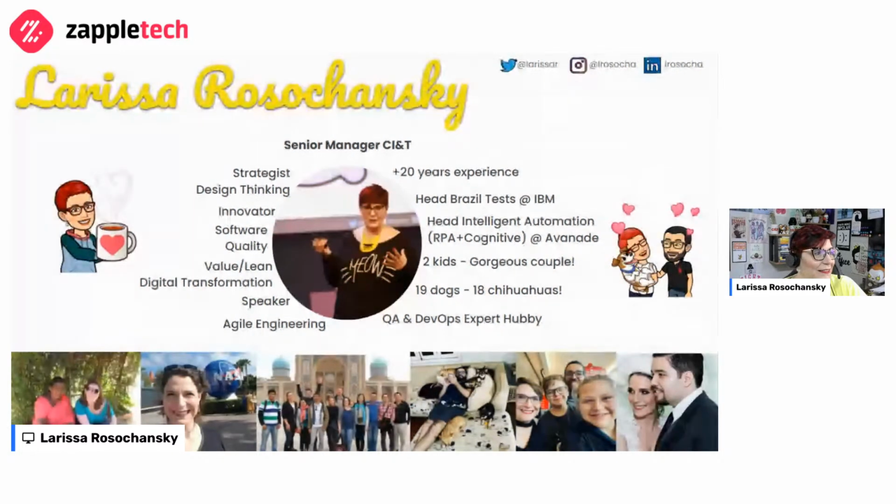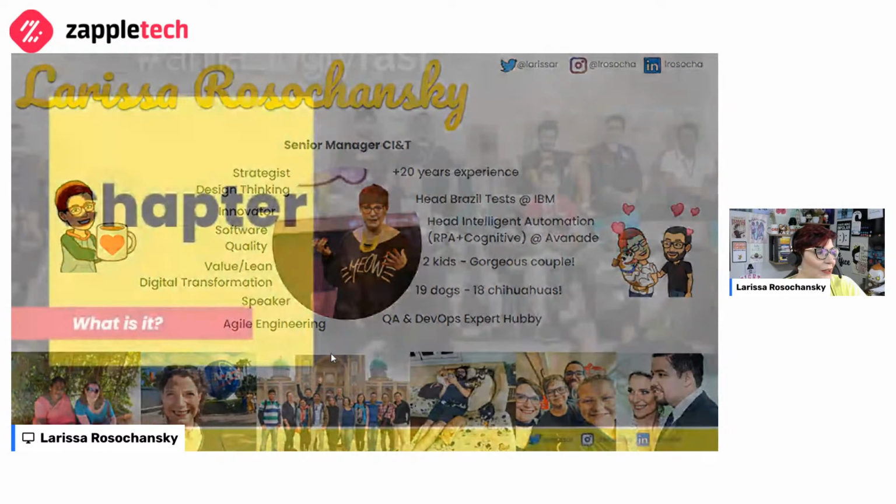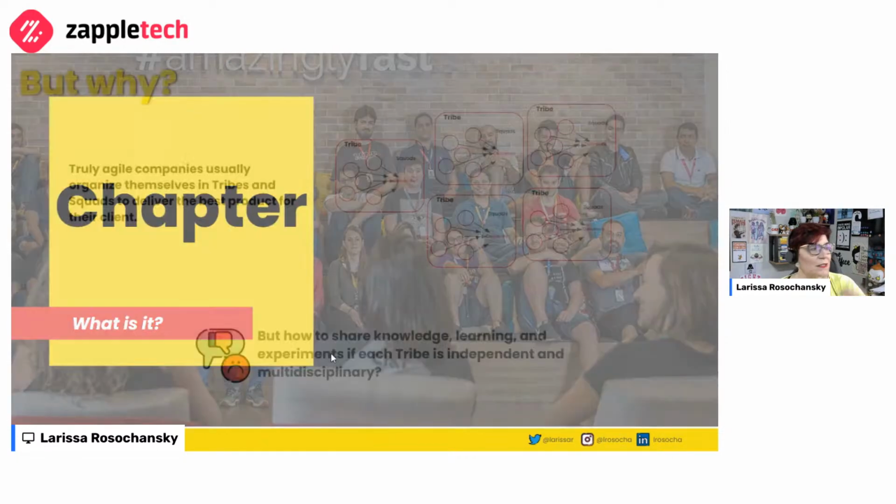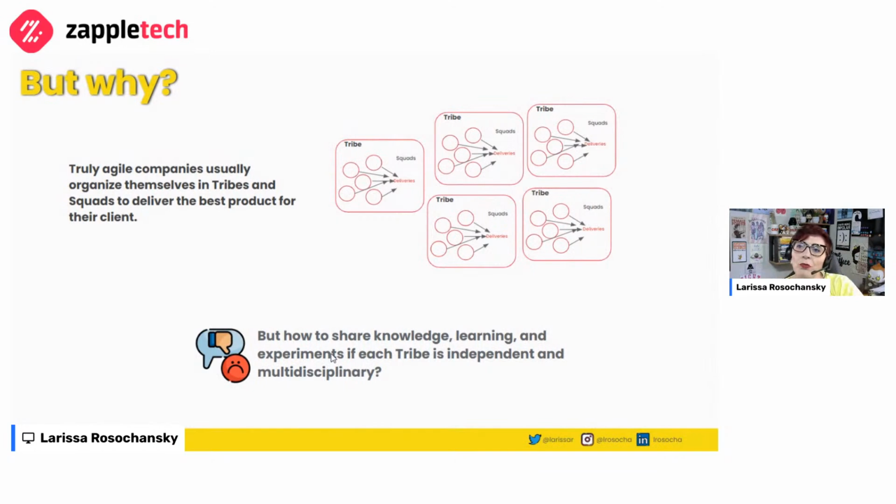And so let's start a little bit with what I'm here to talk about. What is this chapter? Why would we need this chapter? When you are in a company, in an organization that is organized in an agile way, they organize themselves in tribes, in squads, and they are self-organized, they are independent, and they are organized in a way to deliver the best product for their client.